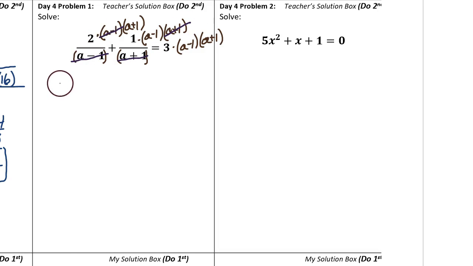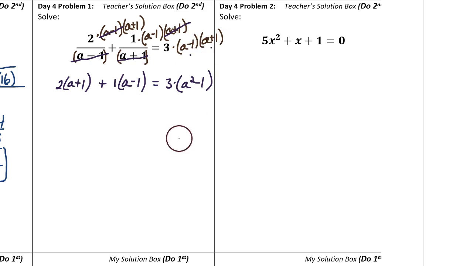Our first term becomes 2 times a plus 1. Our second term becomes 1 times a minus 1. And on the right side, we have 3 times a squared minus 1. To get a squared minus 1, I did FOIL on this times this. Next up, distributive property. 2a plus 2 plus 1a minus 1 equals 3a squared minus 3.